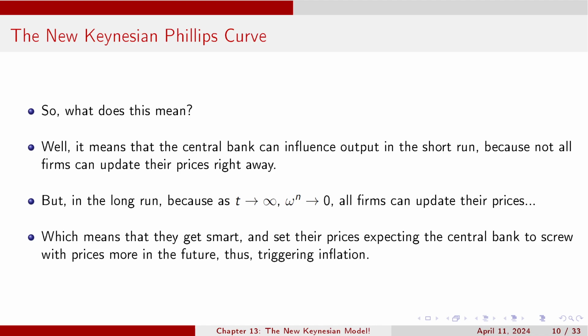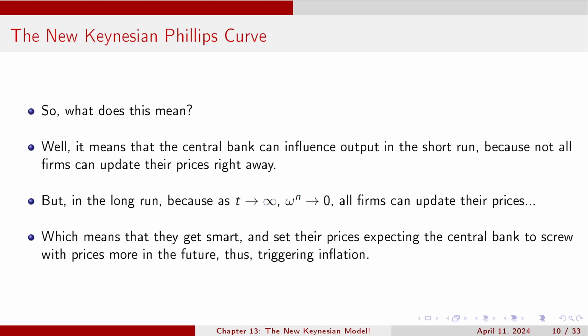And if all firms can update their prices, they're going to get smart. Why are they going to get smart? Because they're taking in past events to shape their future plans. So if the central bank messes with the money supply to try to mess with prices a lot in the short run, and they do it fairly recently, firms are going to say, you're not tricking me again. Fool me once, shame on you. Fool me twice, shame on me. You're not going to fool me twice, because they're going to set higher prices than before in order to offset the negative effects of that shock.